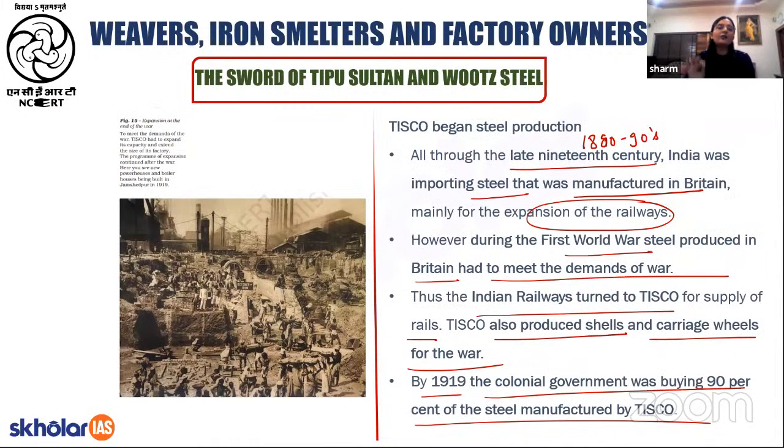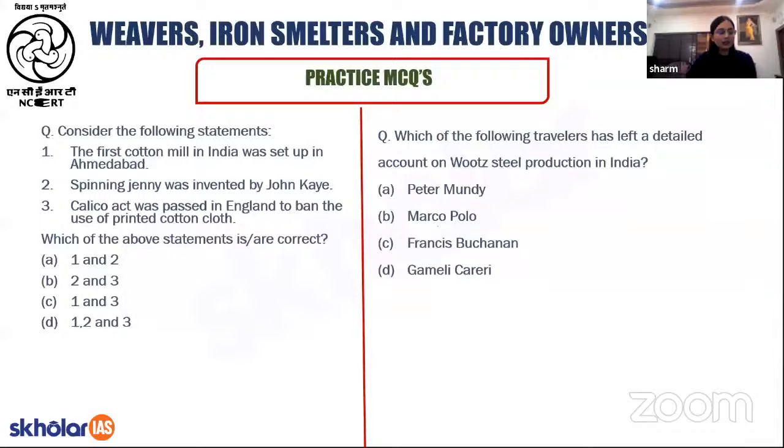Finally, students, we had understood what was the impact of First World War on the steel and iron industry in our country and how it gave a boost to the production of iron and steel in our own country, and particularly the rise of TISCO in India. So students, with this, we have completed our discussion on this particular lecture. Now we are going to solve these two practice MCQs.